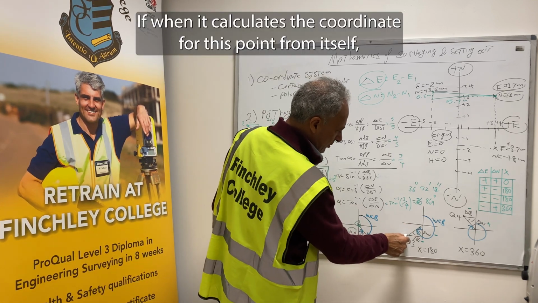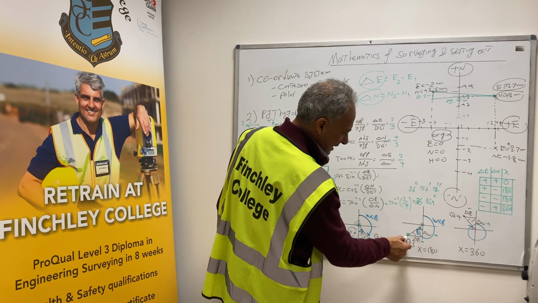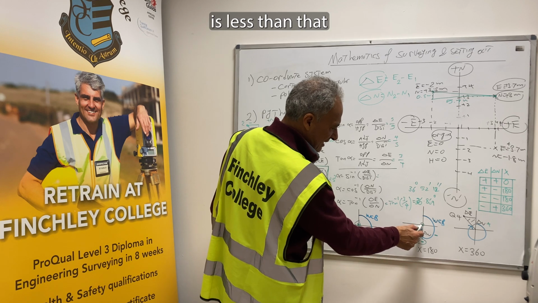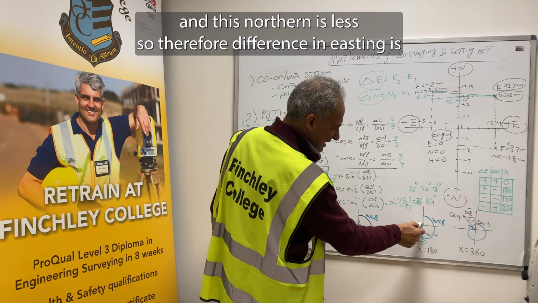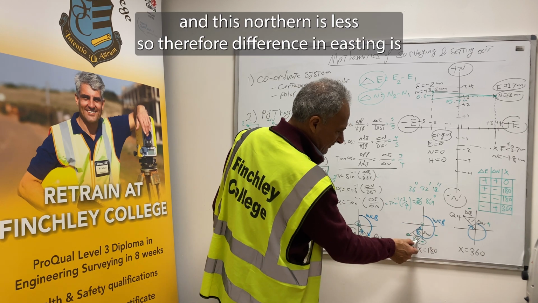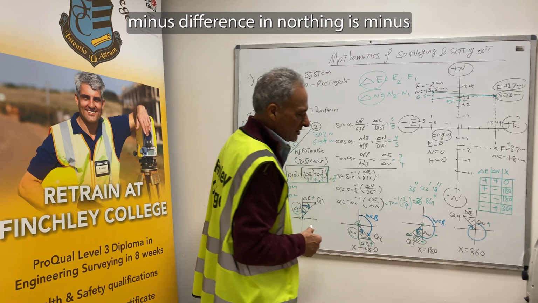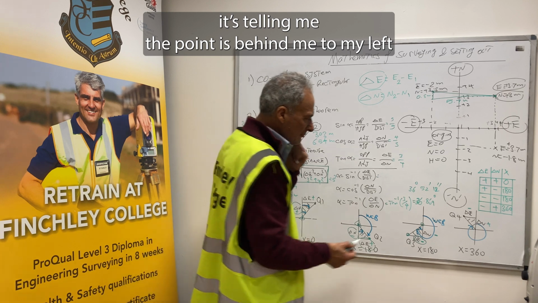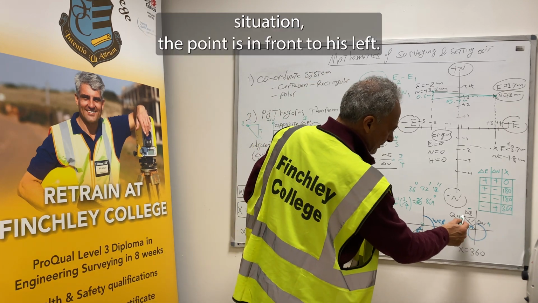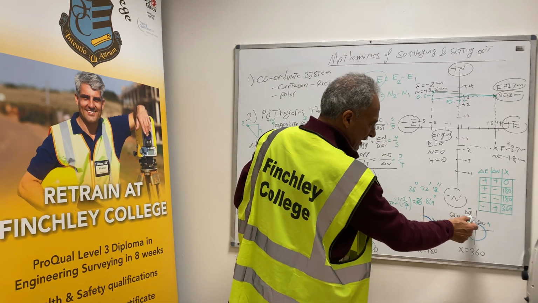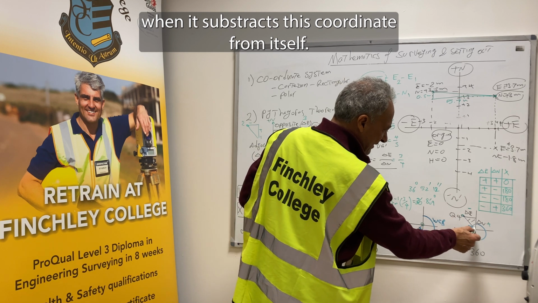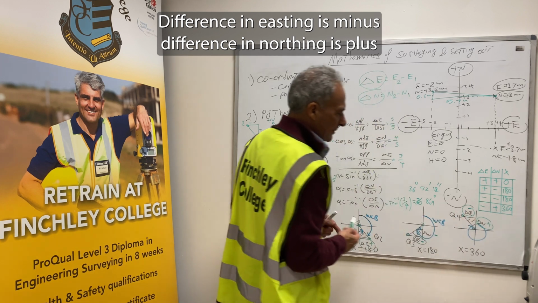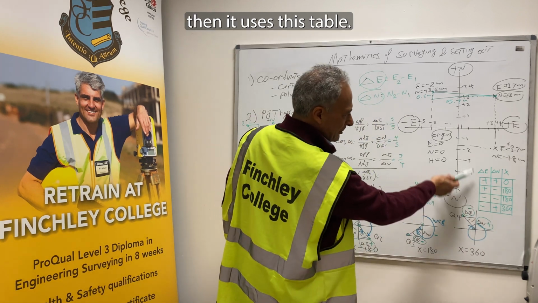When it calculates the coordinate for this from itself, if the difference in easting happens to be minus, because this easting is less than that, and this northing is less, so therefore, if the difference in easting is minus and the difference in northing is minus, it is telling me the point is behind me to my left. In this situation, the point is in front to his left. When it subtracts this coordinate from itself, the difference in easting is minus, the difference in northing is plus. Then he uses this table.